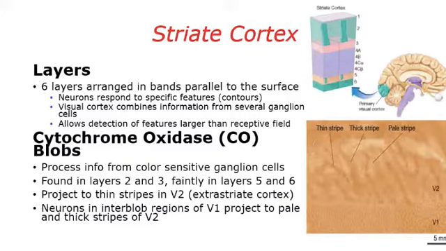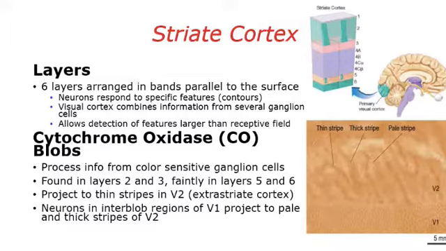So taking striate cortex in a little bit more detail, there are 6 layers of neurons in the striate cortex, and they're arranged in bands parallel to the surface, as you see here. The neurons respond to specific features or contours in this primary visual cortex, or striate cortex. The visual cortex combines information from several ganglion cells and allows the detection of features that are larger than the receptive field of an individual receptor.